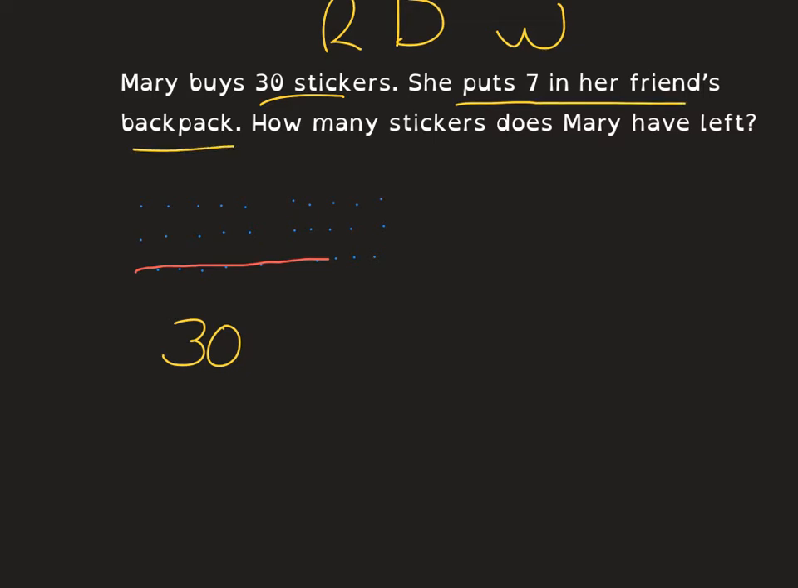Well, I showed here on my drawing that when she put stickers into someone else's backpack, she lost stickers. So it means it's a minus. So minus 7 equals something. We have to figure that out. Okay, I don't know 30 minus 7 off the top of my head. I wager most of you don't either. But what we can do is make it easier.